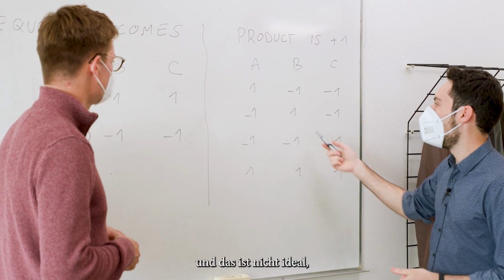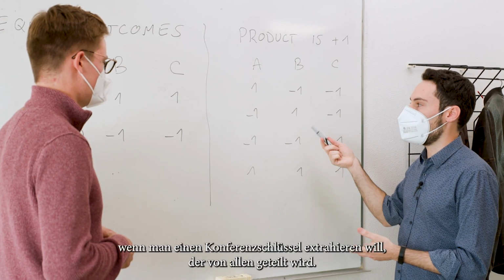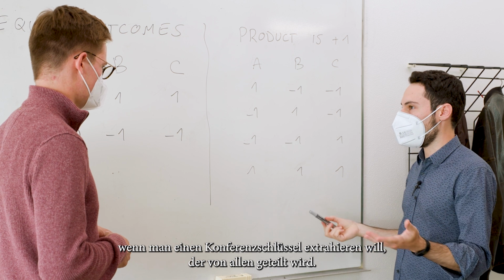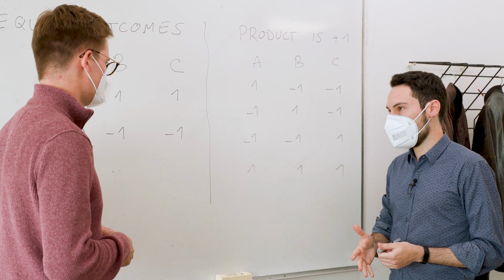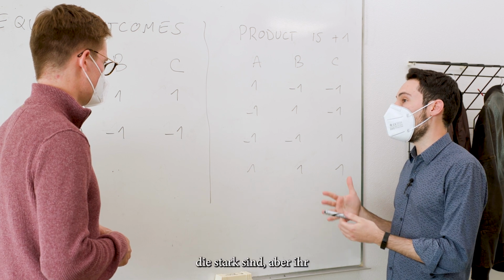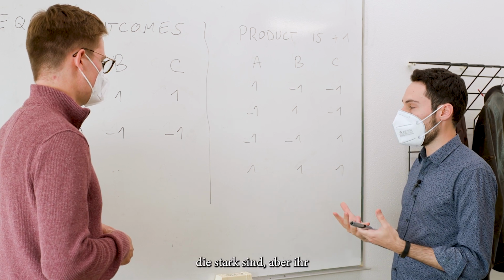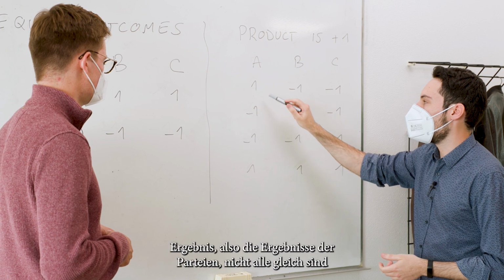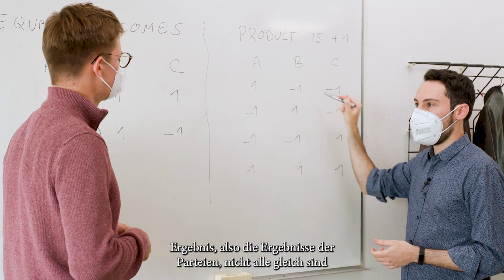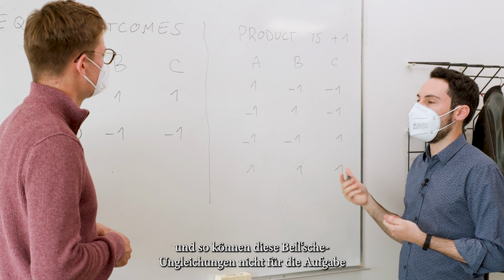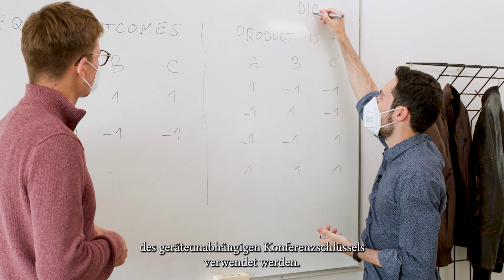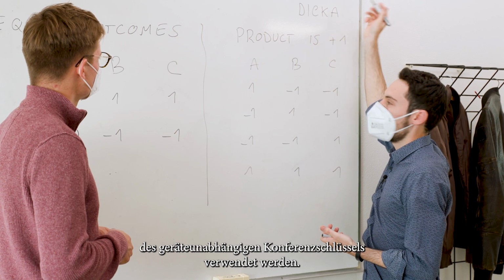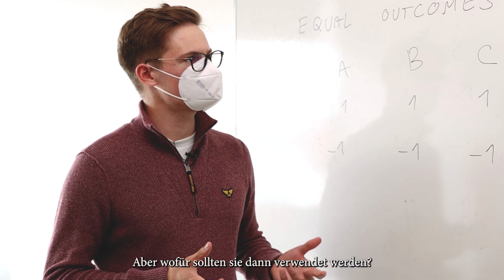Exactly, perfect. And so this is not ideal if one wants to extract a conference key which is shared by everybody, right? In fact, there exist Bell inequalities violated by local correlations, which are strong, but the outcomes of the parties are not all the same. And so these Bell inequalities cannot be used for the task of device-independent conference key agreement, what we said before. But what should they be used for then?